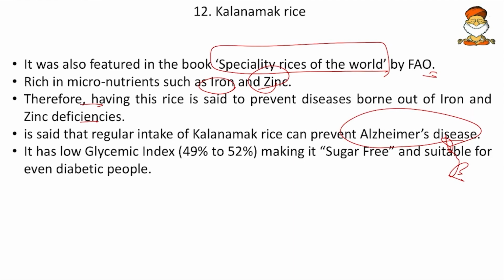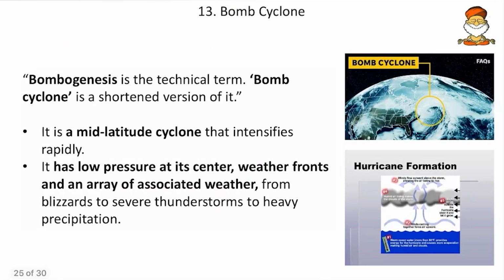Then it has a low glycemic index. So that means the glucose content is very low here. So again, remember, diabetic patients cannot take food which has a high glycemic index. So that is why for diabetes patients, as a sugar-free rice, Kalanamak can be the best food. And then come to next, the bomb cycle. So bombogenesis is the technical term, and bomb cycle is a shortened version of it.